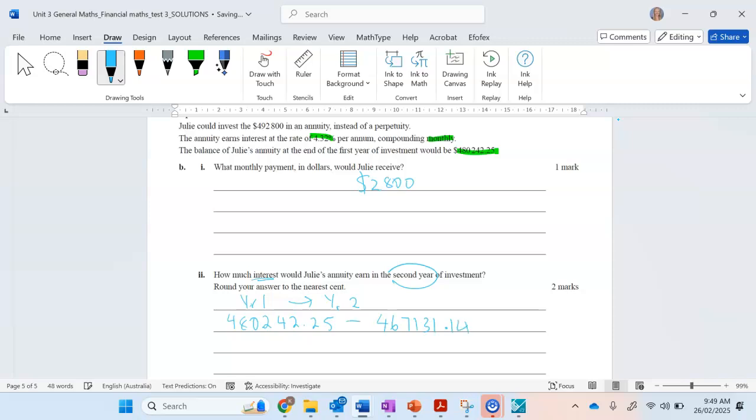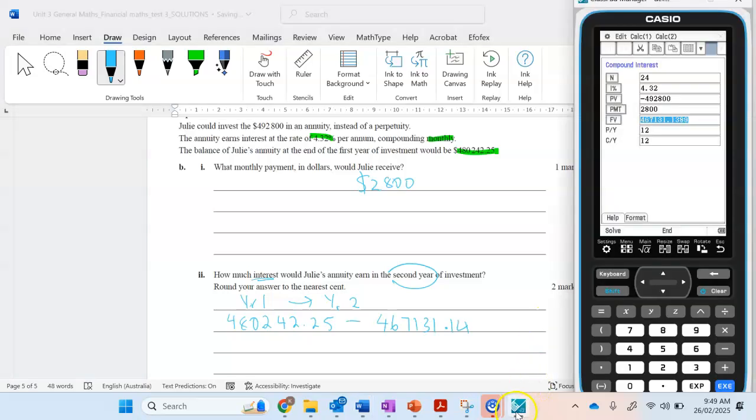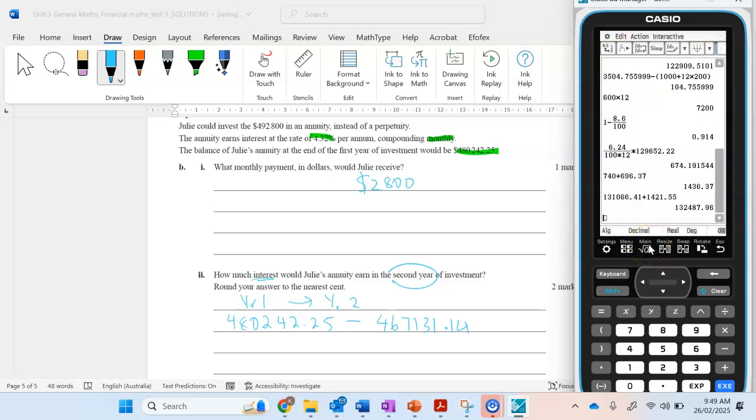All right, and we're going to subtract that to find the difference. So I'm going to make that a 4 to round it, and copy. We're going to copy that so I don't have to write it again. 480,242.25 minus, and then we can just paste that number in. All right, so she's got 13,111.11.